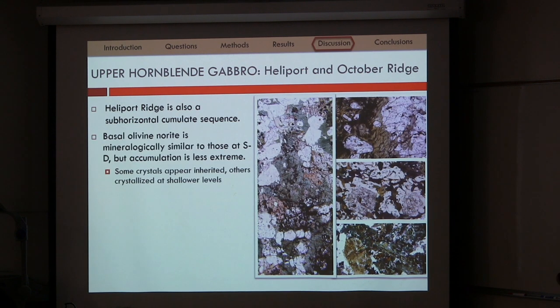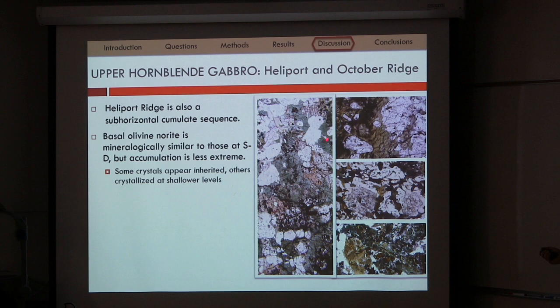And so we have our olivine norite, which is just olivine or orthopyroxene cumulate with some plagioclase and lesser hornblende. So the mineralogy is very similar to what we see at the SD body, but the accumulation is less intense. So here's our green throughout here, that's our hornblende, our intercumulus liquid. And there's a lot more of it at this site.